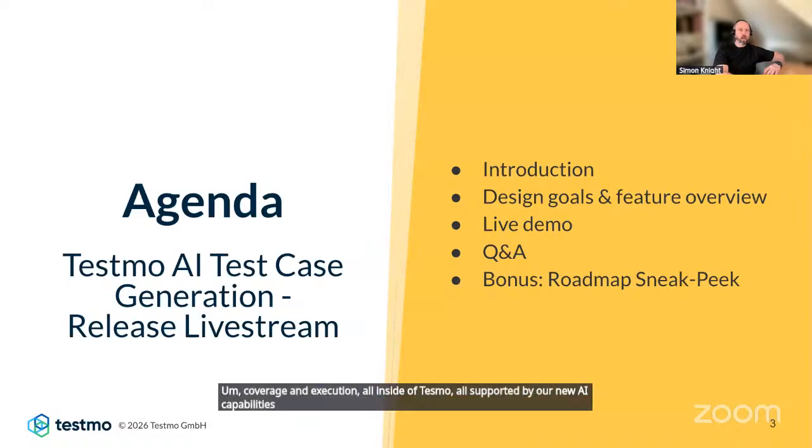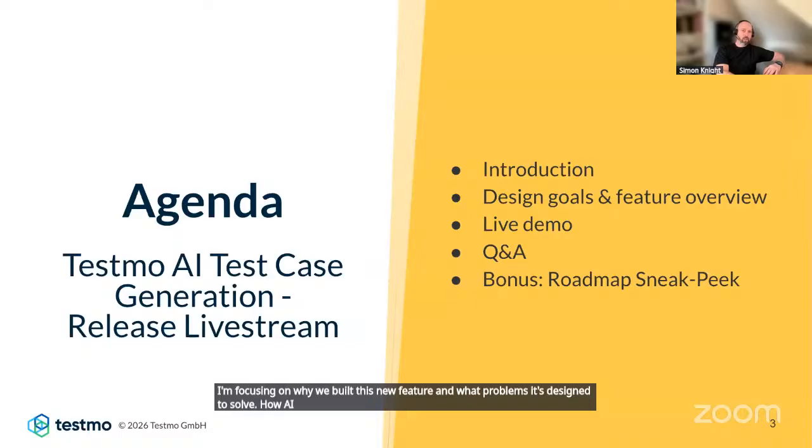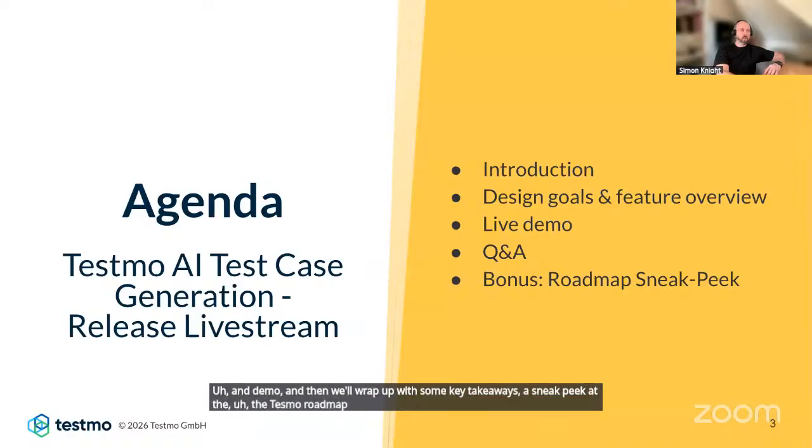capabilities. So over the next hour, we're going to cover the agenda that you can see here on the right, focusing on why we built this new feature and what problems it's designed to solve, how AI test case generation fits and works inside of Testmo, and I'll do a lot of that by way of a live end-to-end demo, and then we'll wrap up with some key takeaways, a sneak peek at the Testmo roadmap, and we'll try and make sure there's plenty of time for Q&A as well.